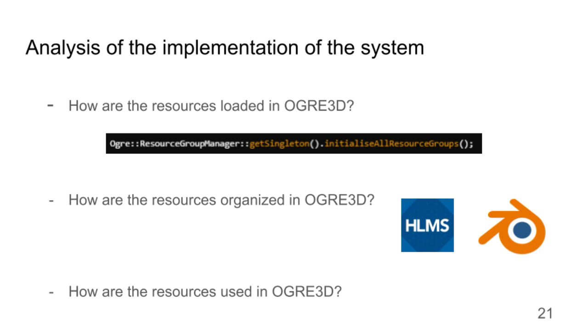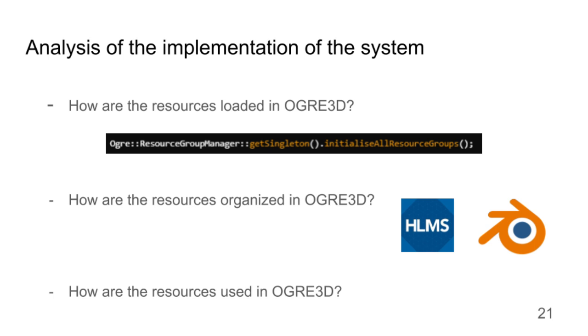We can say that OGRE3D uses a system that allows loading models, textures, and materials through configuration files, and a resource group system, which enables loading resources in groups to improve performance. Here you can see a piece of code of this. Then, how are the resources organized in OGRE3D?